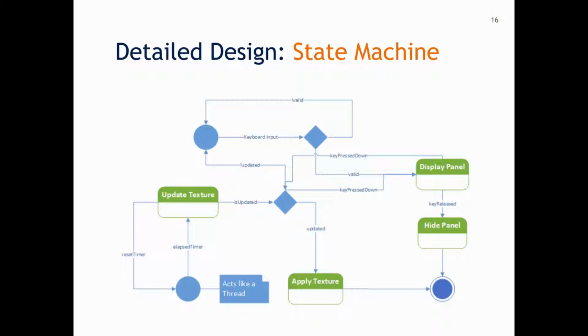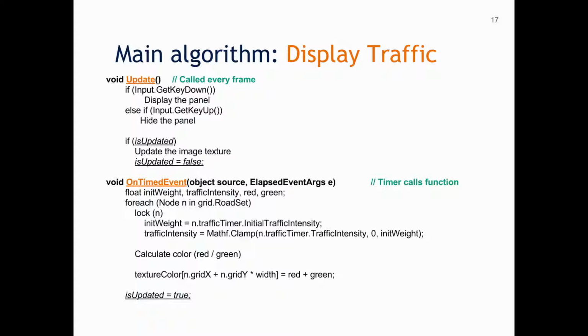Here is a state machine of the display traffic use case. So if there is a key input and it's correct, we display the panel. When we release the key, we hide the panel. We also have a timer which will elapse, leading to the texture state of update, and then apply this texture state.